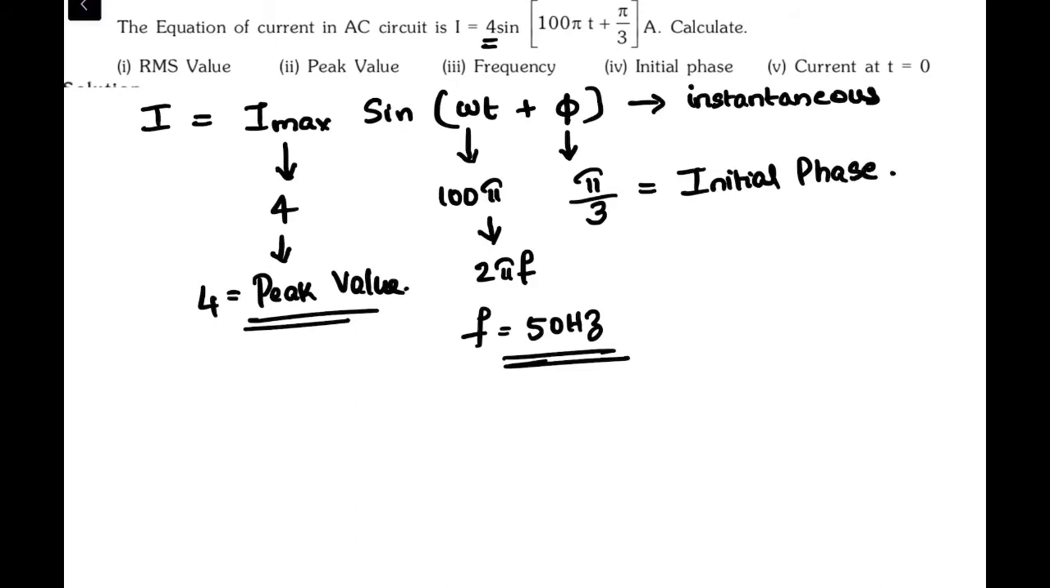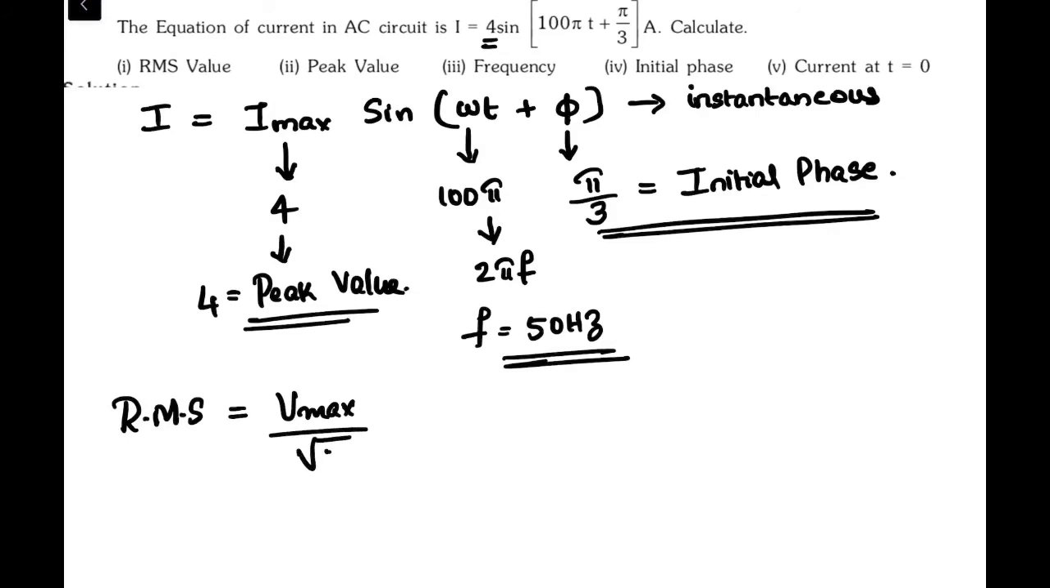Now something is left out. Okay, so we got the third parameter. Something left out is the RMS value. So what is the relation between RMS and maximum value? RMS equals maximum value by root 2. Since in this question it is all about current, let's write it in terms of current. That will be I max by root 2. Fine. I max is also equal to I peak. So I peak by root 2.